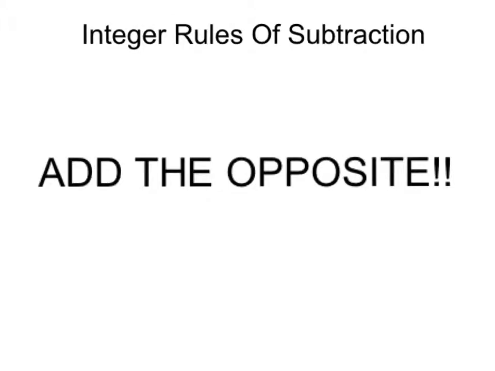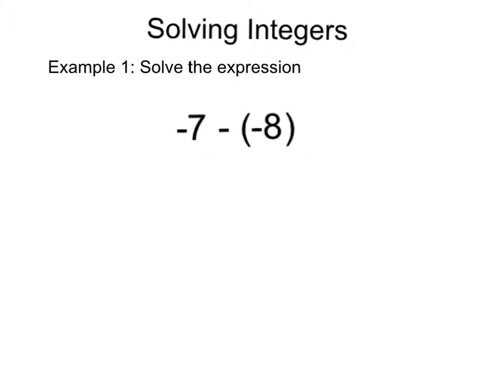Now let's look at subtraction. Here are the integer rules of subtraction. There is only one rule. Add the opposite. Now let's look at our first example. The expression reads negative 7 minus negative 8. So what do we do? Well, we need to add the opposite.